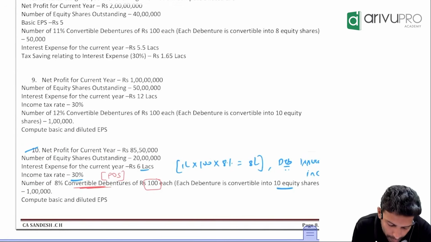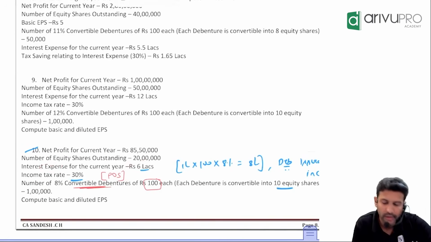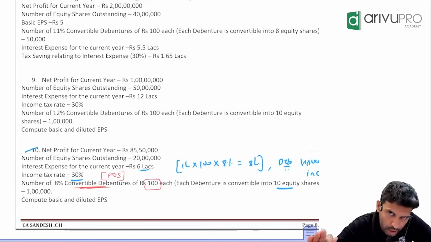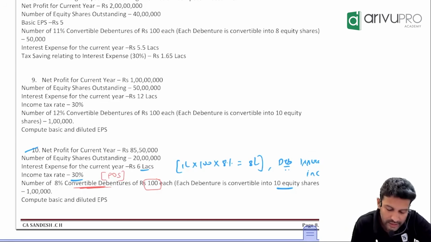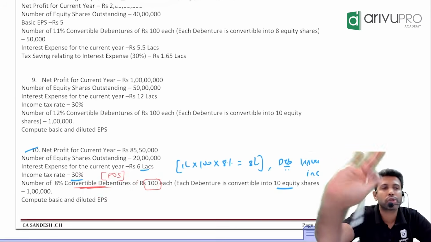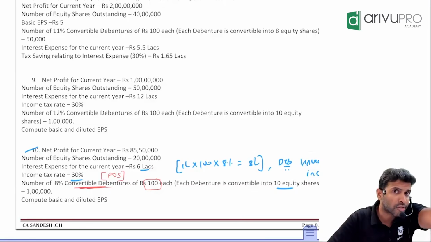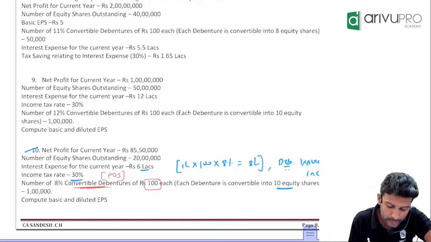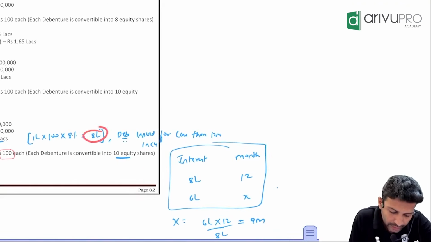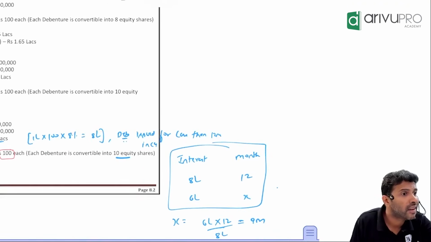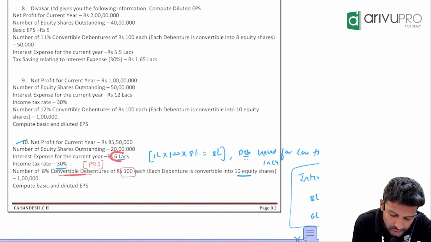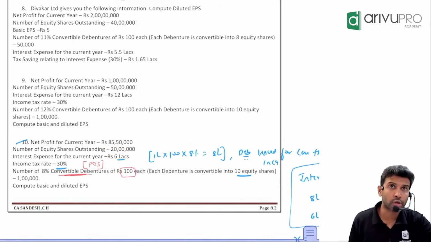But the question says interest expense is only 6 lakh. What is the indication? This adjustment is not often tested, but you should always check it in every question, because it will have an impact. These debentures are not issued for the whole year, because if issued for the whole year, interest expense should be 8 lakh. Is it 8 lakh or is actual interest only 6 lakh? That means outstanding interest is 2 lakh?